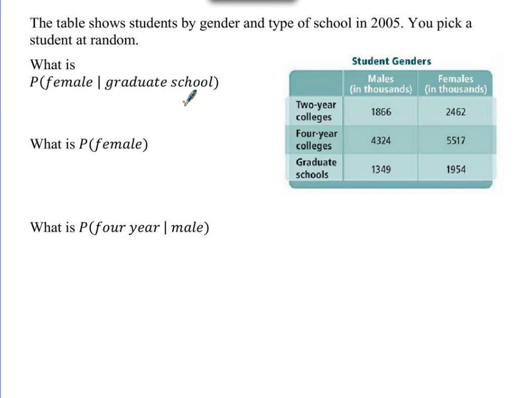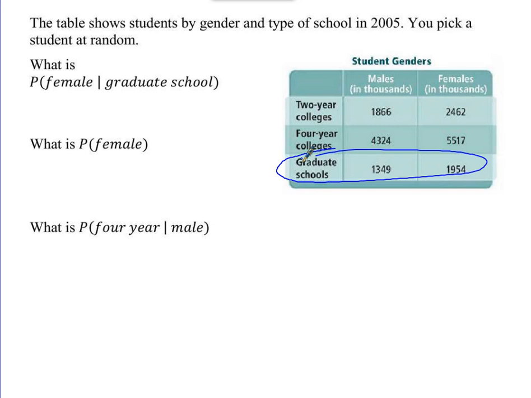So it's like you just kind of in the dark grab somebody and you are told then that that person went to graduate school. What is the probability that that person is a female? That's what you're trying to calculate. Okay? So we're given that this person went to graduate school. That means I come over to my contingency table and I'm looking strictly at graduate school.